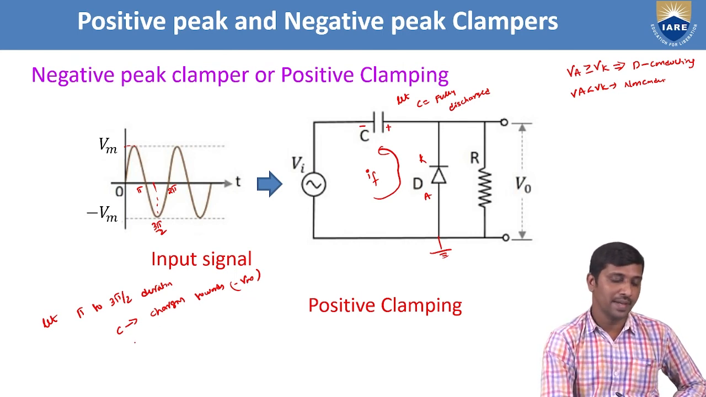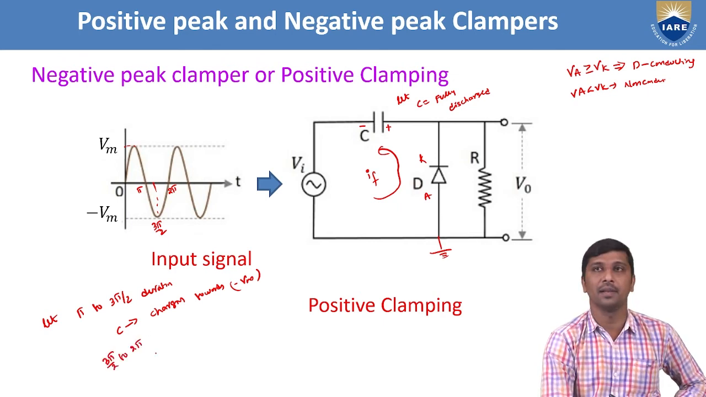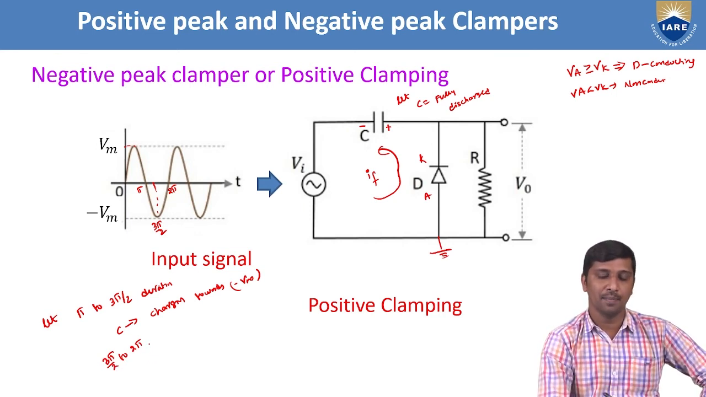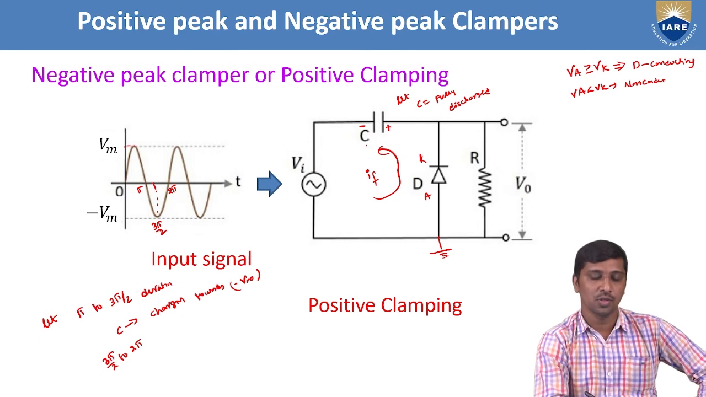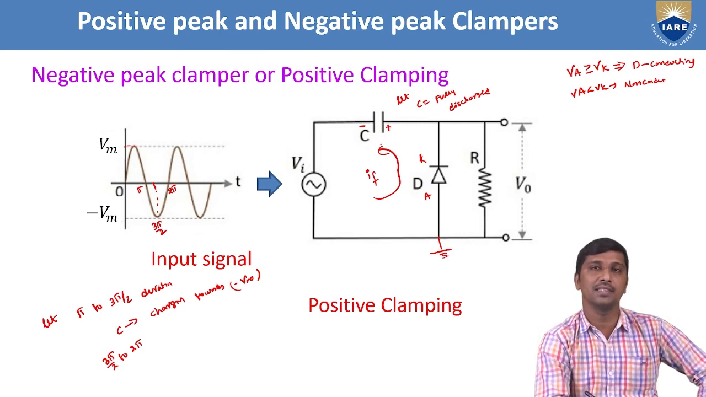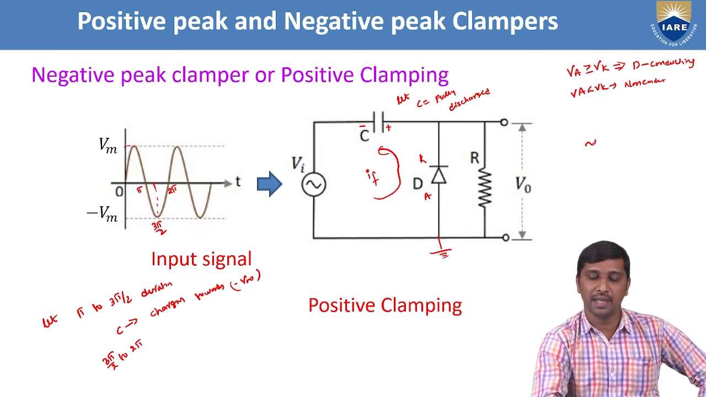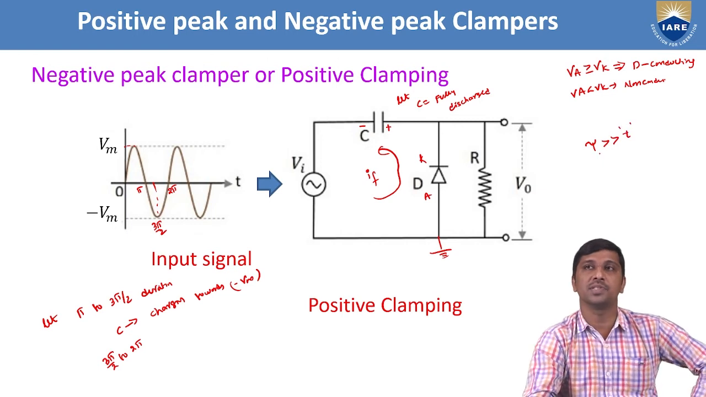Then we'll see what happens during the 3 pi by 2 to 2 pi interval. Up to this 3 pi by 2 point, the capacitor is fully charged, and that fully charged voltage we represent as Vm. Now if the capacitor is fully charged, it acts as a voltage source. Its nature now is to discharge towards the minimum value. For this case, again, we need to make the discharge time period very large compared with the given input signal.